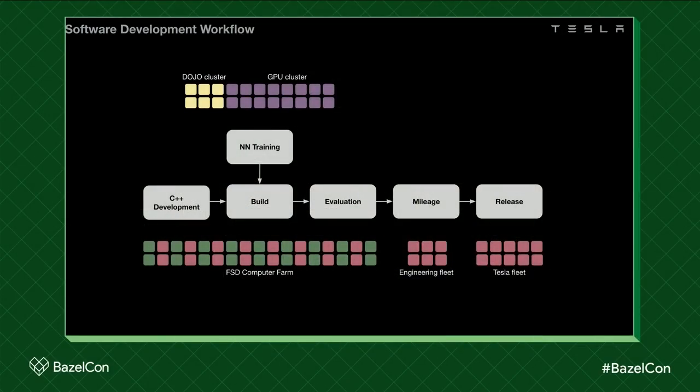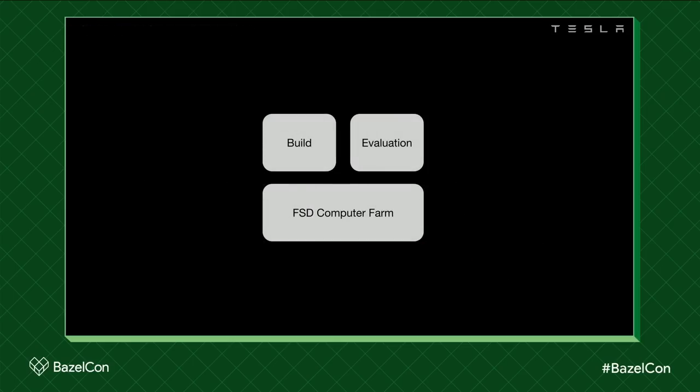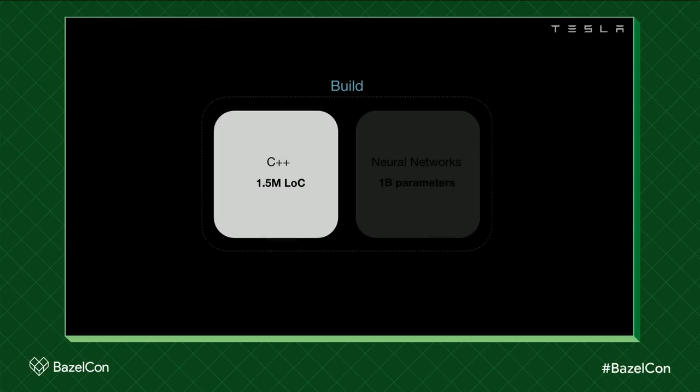For this talk, we want to focus on build, evaluation, and the FSD computer farm, starting with the build. I briefly mentioned that our tech stack is a mix of C++ and neural nets. We have many engineers working on the C++ code base, and they need to be able to iterate quickly. To show you how that's done, we'll create a new C++ library.